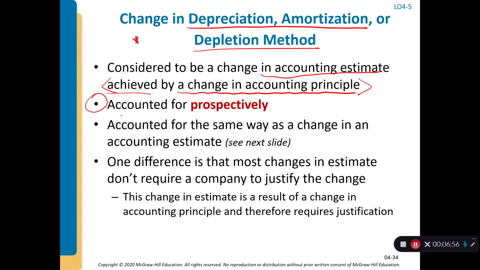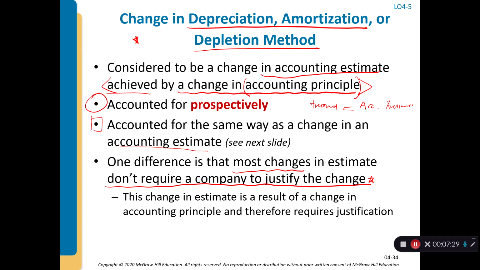And then it's accounted for the same way as changing accounting estimates, and we're going to talk about that in a minute. So one difference is that most changes in estimate do not require a company to justify the change, but because changing depreciation, amortization, and depletion methods is considered a change of accounting principle, the company must justify it, although the treatment equals the accounting estimate treatment, right?